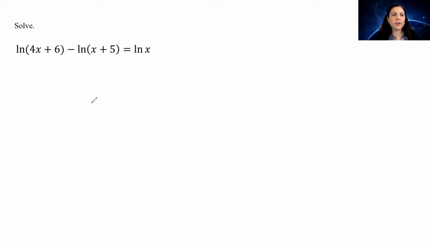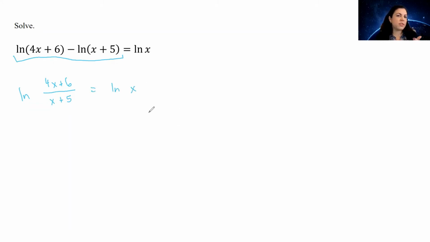Okay, let's look at our next example. Here we have the natural log of 4x plus 6 minus the natural log of x plus 5 equals the natural log of x. Again, our goal is if we have these multiple logarithms on one side, we want to combine them. And we can combine the difference of two logarithms by using the quotient rule. So that means if I'm subtracting two logarithms, I can rewrite it as the log of that first term over the second: 4x plus 6 over x plus 5. And that equals natural log of x.